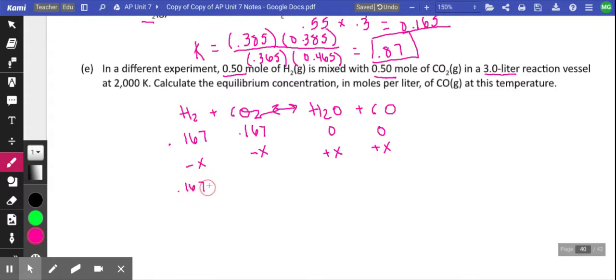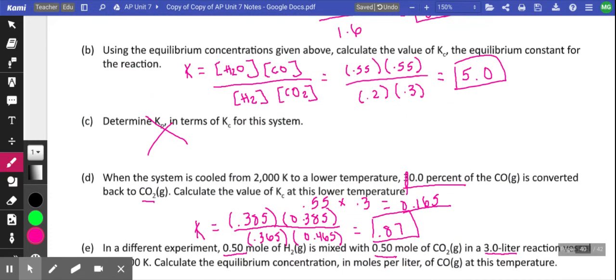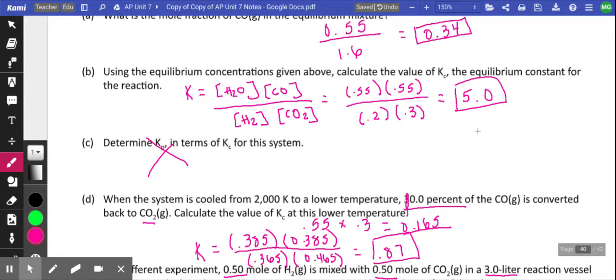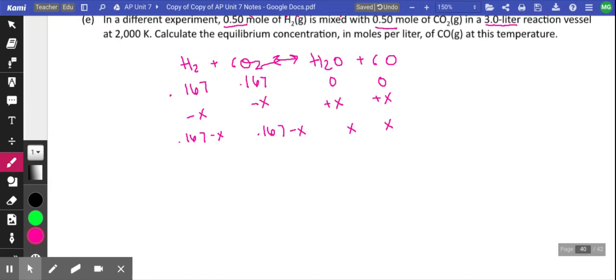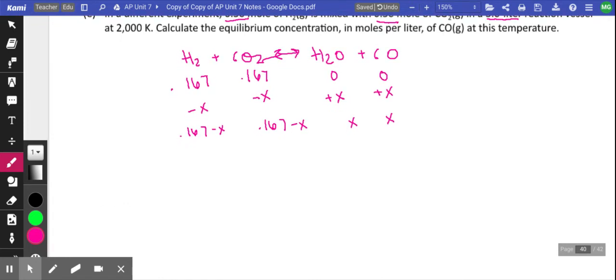So for H2 at equilibrium, 0.167 minus X. For CO2, again, 0.167 minus X. H2O will be X, and CO will be X. I cannot assume that anything's negligible here because my K value is not written with a negative exponent. My K value is written as 5. Yeah, that's a very large number here. So when I'm looking at this equation, I'm going to set up my K.